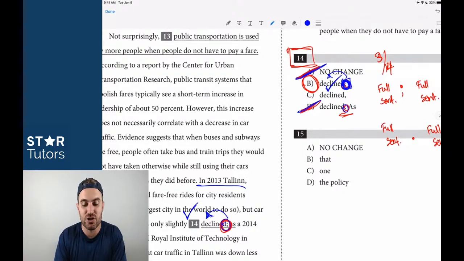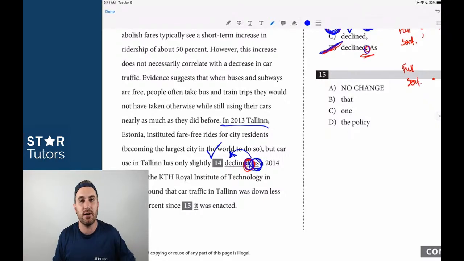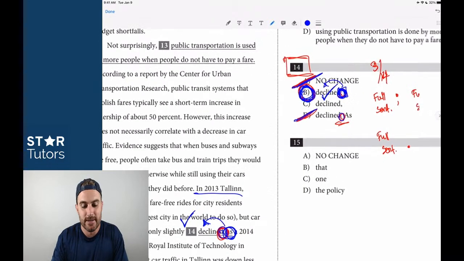99.999% of the time, it's going to be B. We can read the other side if we want, but it says, as a 2014 study is found that it was down less than 3%, it was enacted. Right? When we start those sentences with the word as, we know it's a dependent clause, so that's not going to be a full sentence. And so the answer is B for number 14.